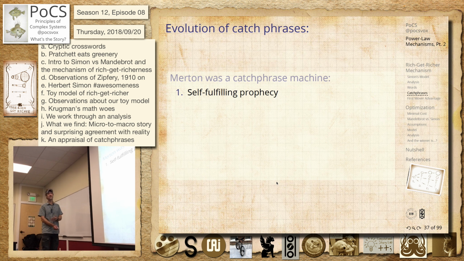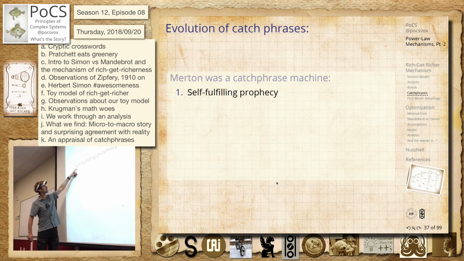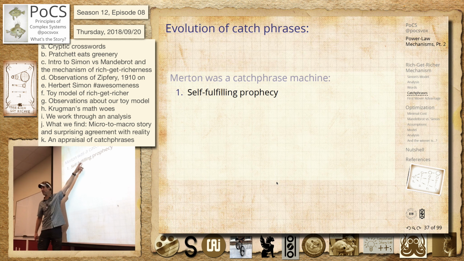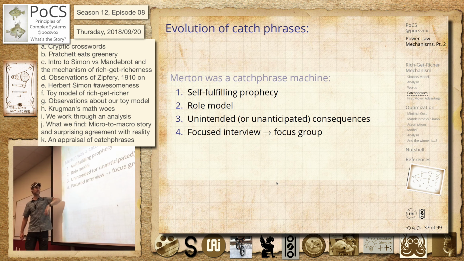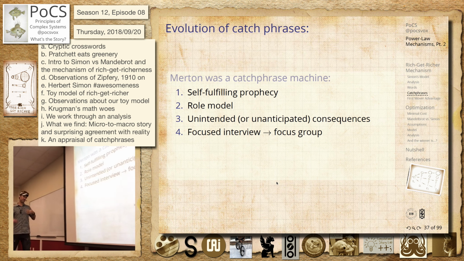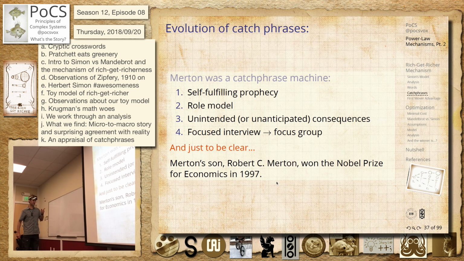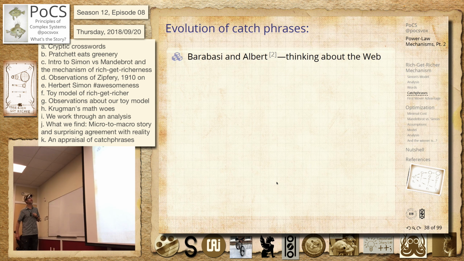Merton, you need to know these things before we go. Merton was a catchphrase champion. Self-fulfilling prophecy is Merton. Wow. Role model. Unintended consequences, or we called it unanticipated. Focus interview became the focus group. So he sort of conceptualized all sorts of things. And his son won a Nobel Prize in economics. That's Black-Scholes, random walks. Yeah.